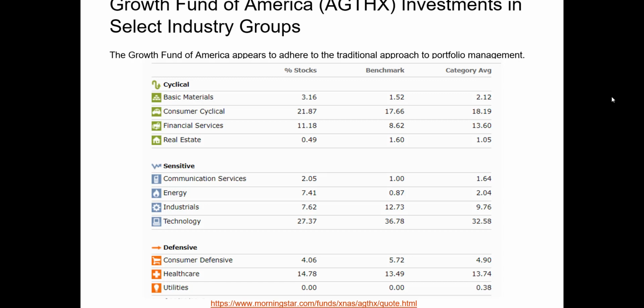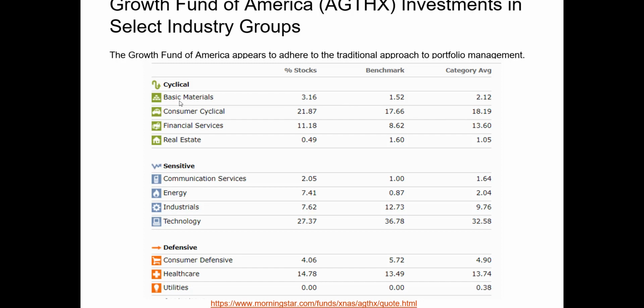Now, here's an example of a portfolio that was developed likely using the traditional approach to investing. This Growth Fund of America that you see here is a mutual fund that holds securities across 10 of the 11 sectors of the U.S. economy. This fund's management chooses to underweight and overweight various sectors in their portfolio relative to their benchmark.